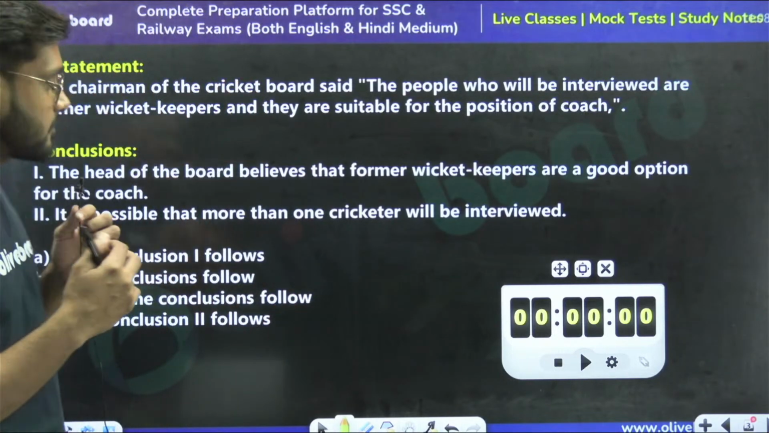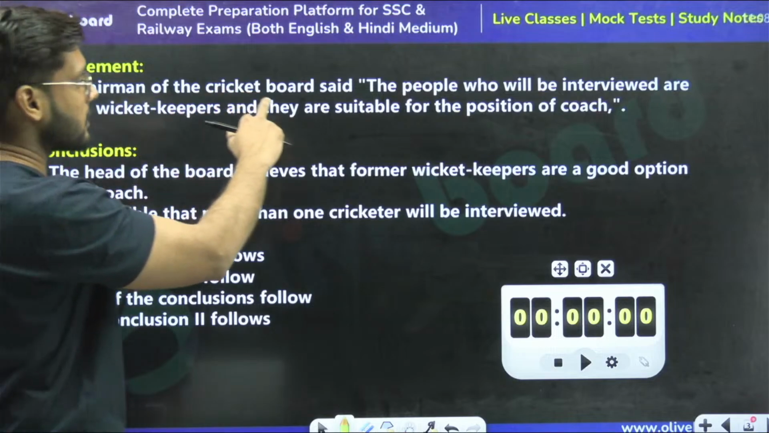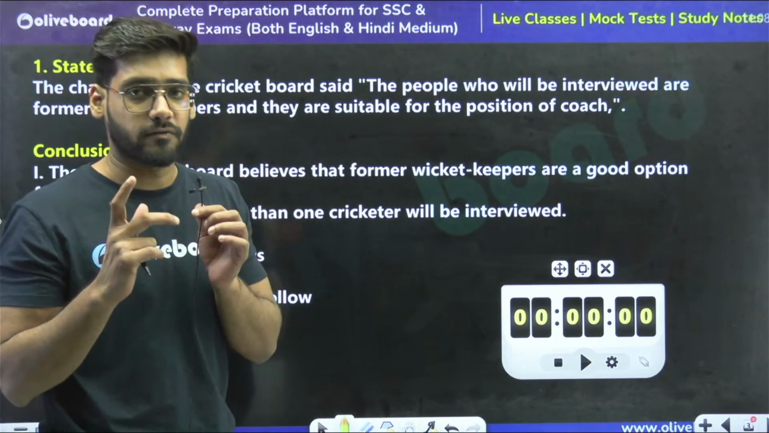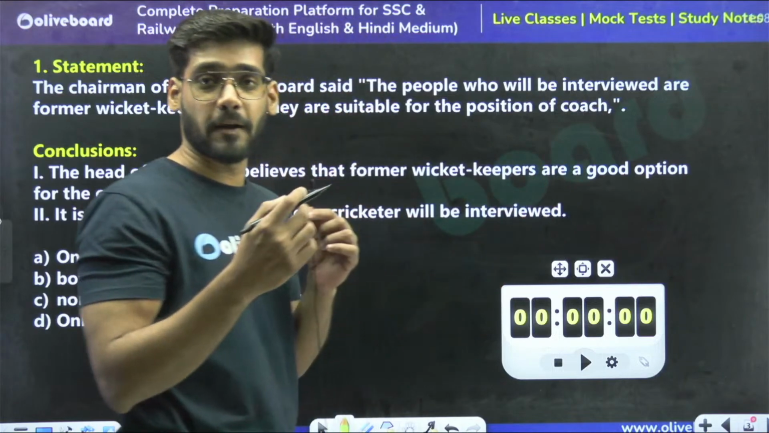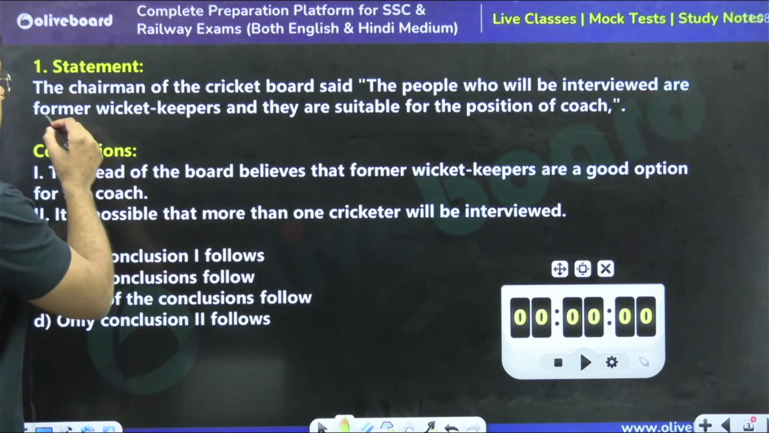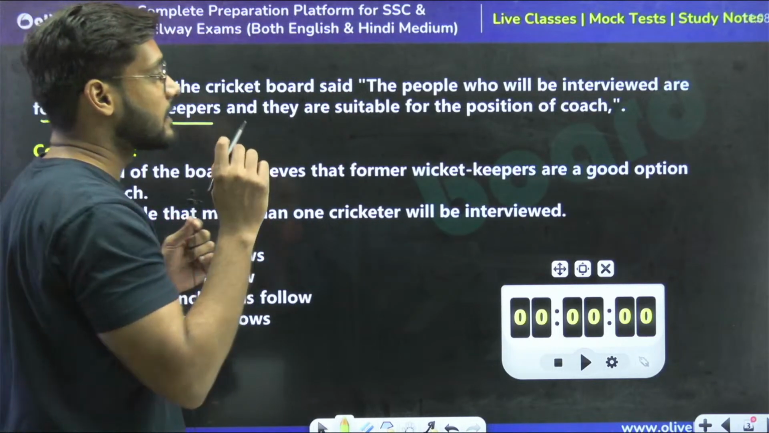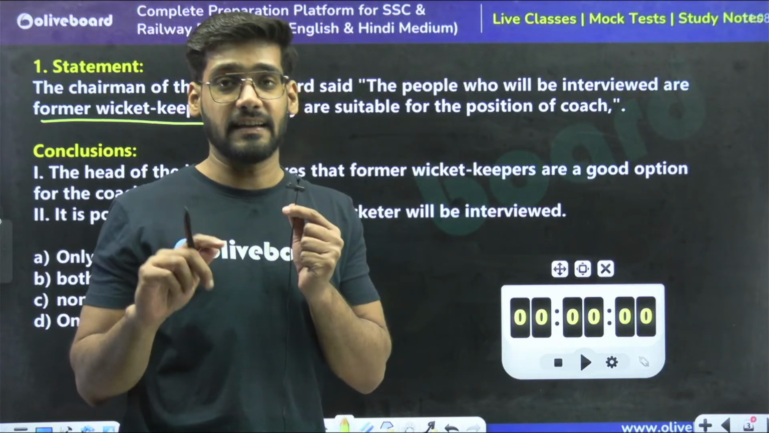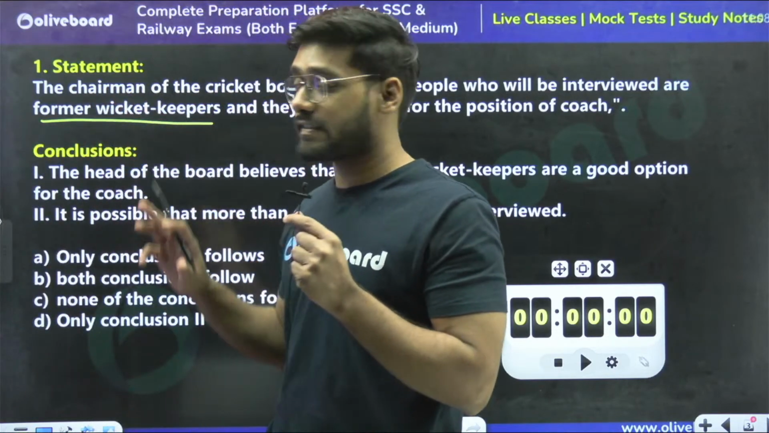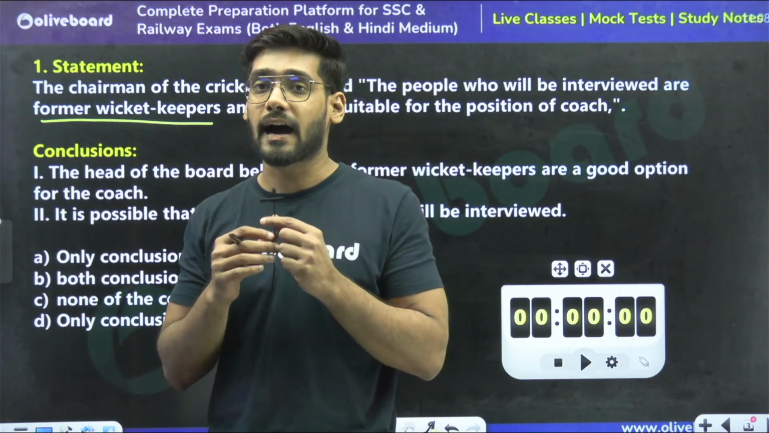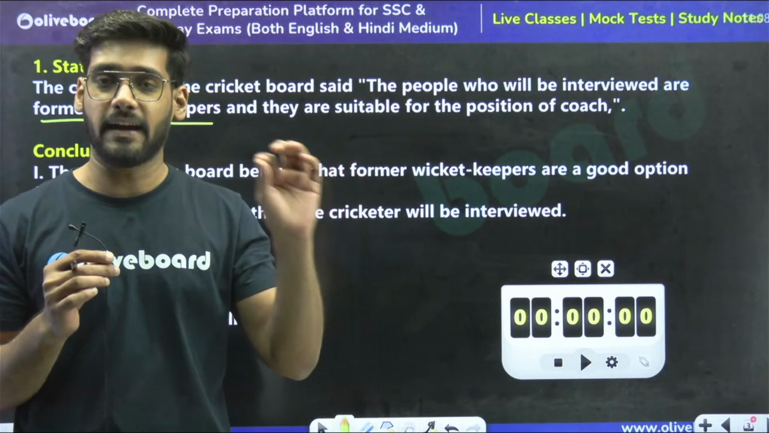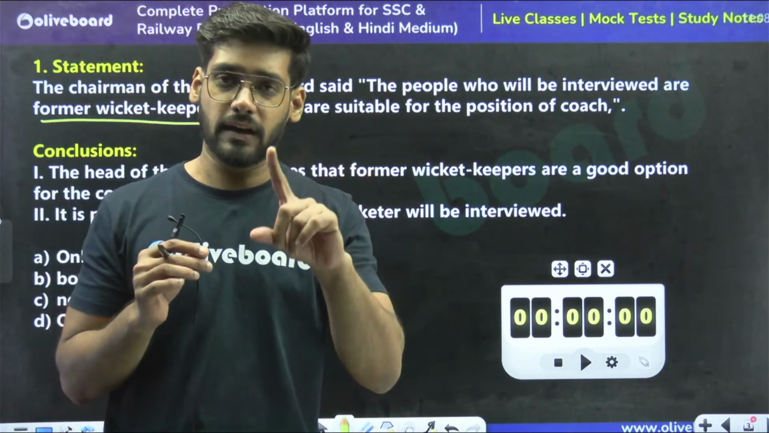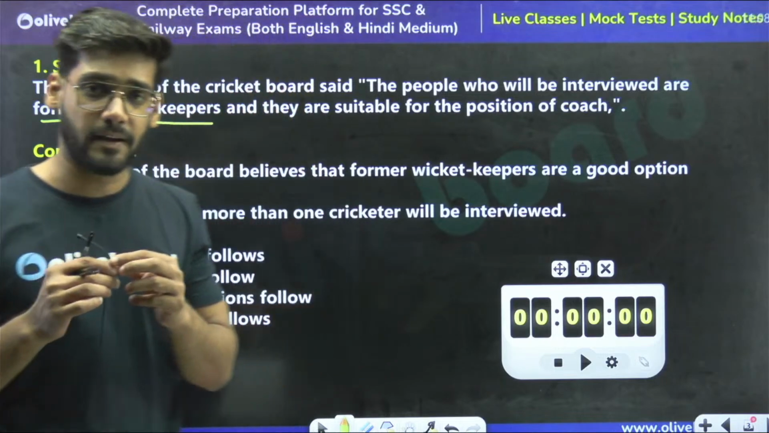Let's read the statement first. The chairman of the cricket board said, the people who will be interviewed are former wicket keepers. It means the people who will be interviewed are the former wicket keepers only. No batsman, no bowler and nothing. Only wicket keepers will be interviewed.